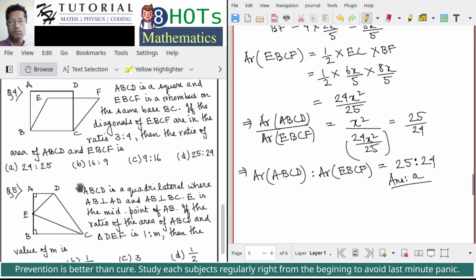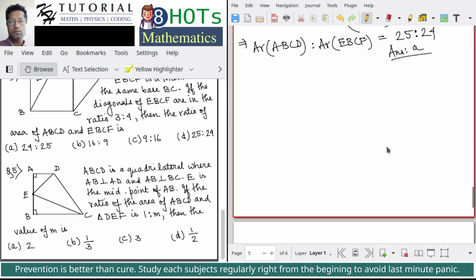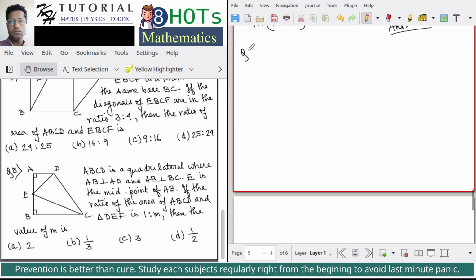Okay, let's do the last problem. Question number 5. ABCD is a quadrilateral where AB is perpendicular to AD and AB is also perpendicular to BC. E is the midpoint of AB. If the ratio of the area of ABCD and triangle DEC is 1:m, then the value of m is.